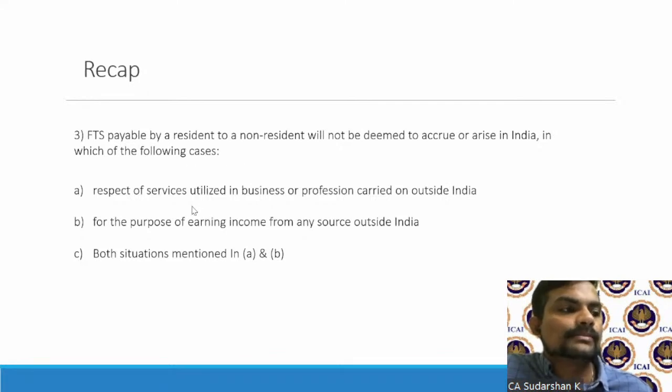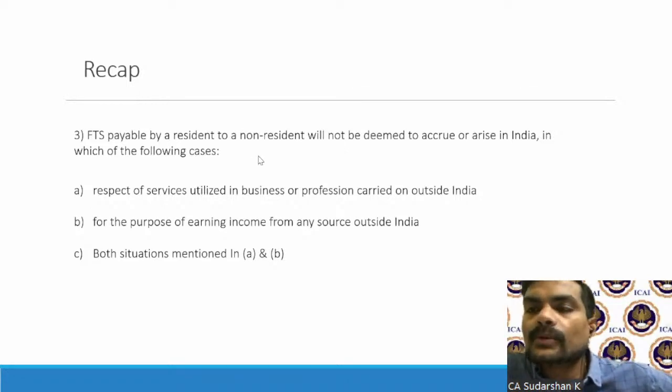That is, if the FTS is paid by the resident in respect of services that is utilized in business or profession carried on outside India, or for the purpose of earning income from any source outside India, or both situations mentioned in A and B. So if a resident is availing services from a non-resident, it will not be deemed to accrue or arise in India in which of the following cases? If the services are utilized in a business or profession carried on outside India by the resident, or for the purpose of earning income from any source outside India for the resident, or both situations? The answer to this is both situations.